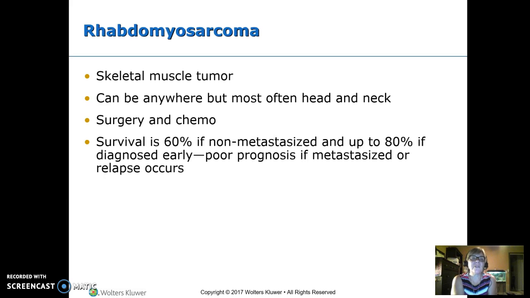So rhabdomyosarcoma, this is a skeletal muscle tumor. It can be anywhere. It's usually the head and neck. Surgery to take it out, right? Tumor, and then chemotherapy. Survival is about 60% as long as it hasn't metastasized, 80% if it's diagnosed early, but late diagnosis, or if it comes back, the prognosis is poor.